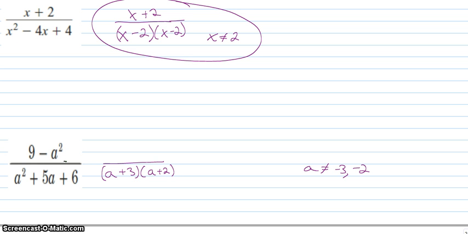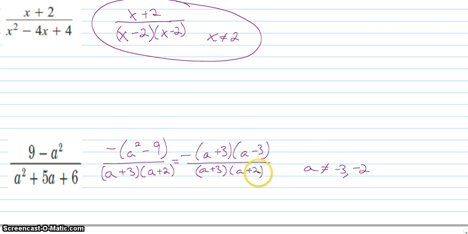Now this numerator kind of looks funny. Usually we're used to seeing a or x as the first term. And in this case, and occasionally it will be the case, we can factor out a negative 1, because if I factor out a negative 1, I've got negative a squared minus 9. That looks more like something I'm used to, plus that factors into something that we'll be able to simplify with our denominator. So I've got negative a plus 3, a minus 3, all over a plus 3, a plus 2.